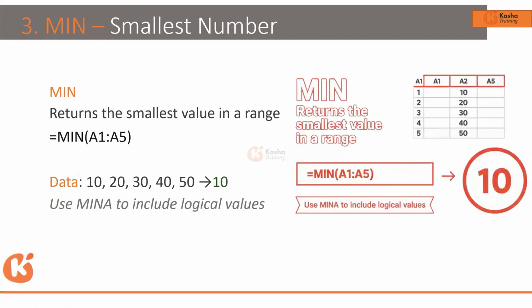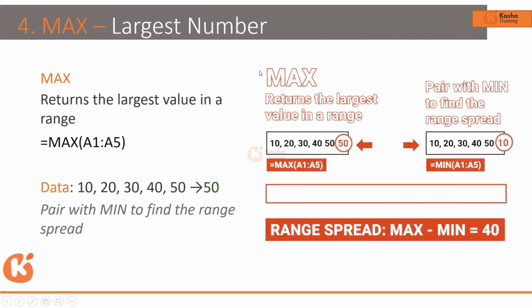Then the third function is the minimum function. Minimum is just to find the lowest value among the range which you have. For example, here you have the values 10, 20, 30, 40, and 50. If you give this formula, the minimum value comes as 10. You can check here also, the minimum value is coming as 10. Let's see the next function.